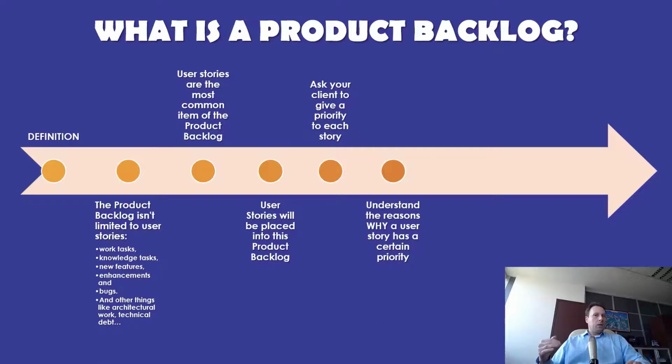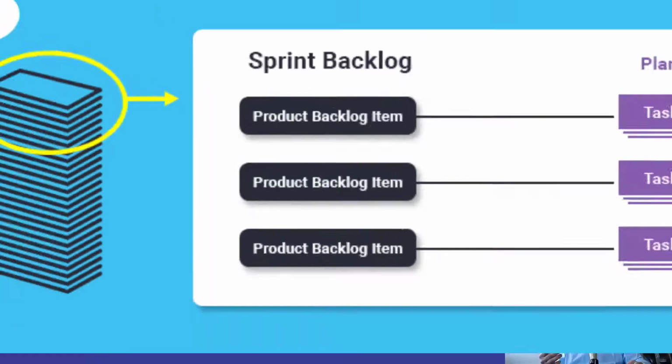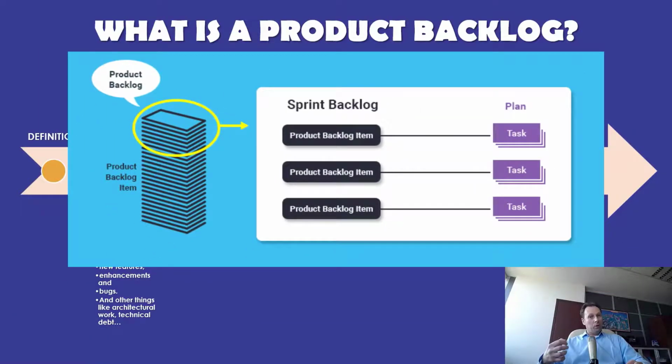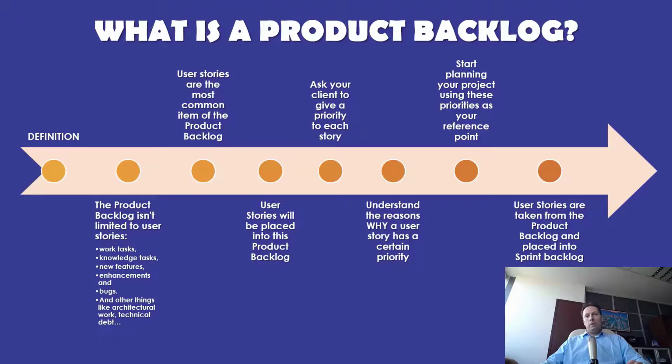Okay, so you create a backlog with your client and everything is prioritized. All of your user stories are numbered and sorted from the highest to lowest based on the priority to your client. So the next step is to start planning your project using these priorities as your reference point. User stories are taken from the product backlog and placed into chunks of work, and we call that a sprint backlog, which should be done in a certain time interval called sprints, just like in this picture.